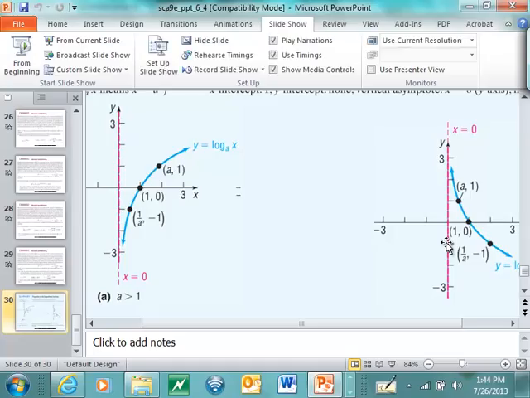And that's it for today. We've got one more section to go through. It's the very last section that we're going to cover through the semester. That's section 6.5. And we'll do that tomorrow.